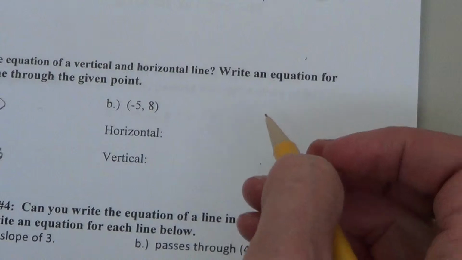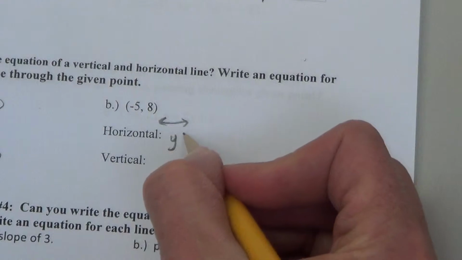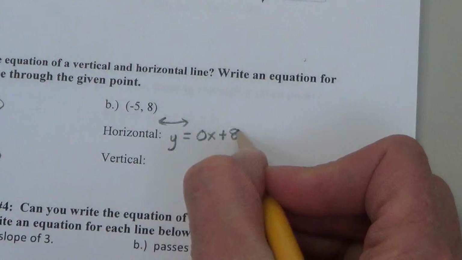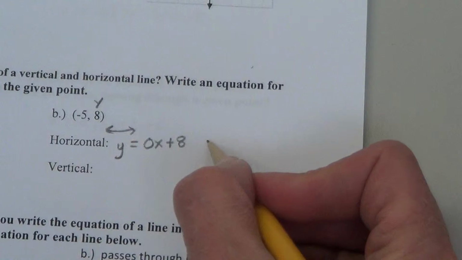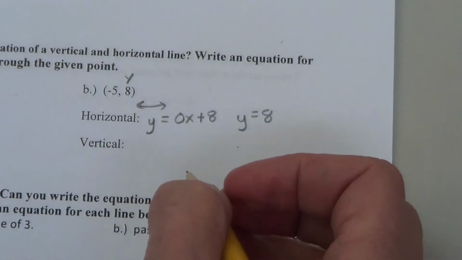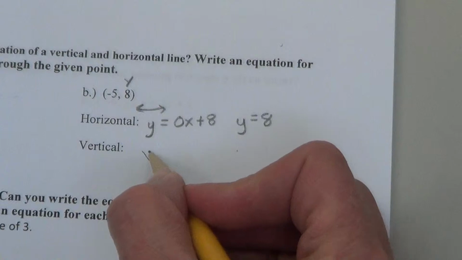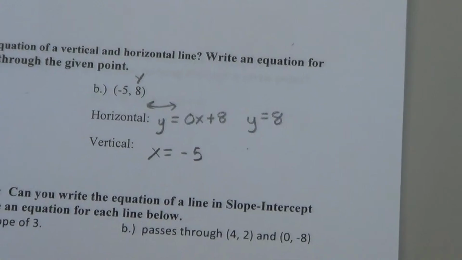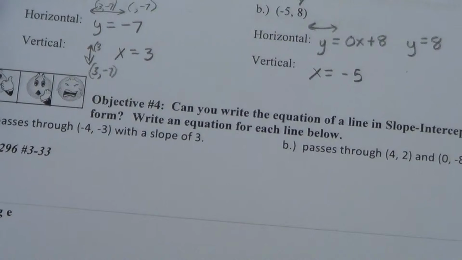Now if you wanted to think about it as a slope, the horizontal line has 0 slope, so you could write y equals 0x plus 8 in this case, because that's your y value. But you would need to simplify it to y equals 8. On the vertical, it goes to that x value, so it would just be x equals -5. We do not have a y variable in a vertical line. Okay? Very bottom of the page.